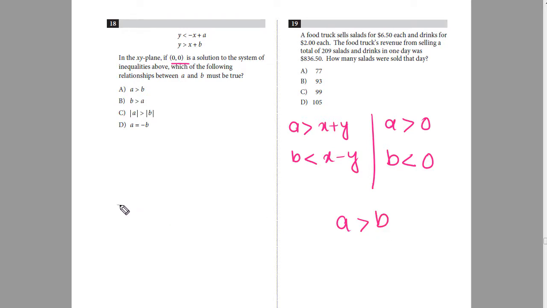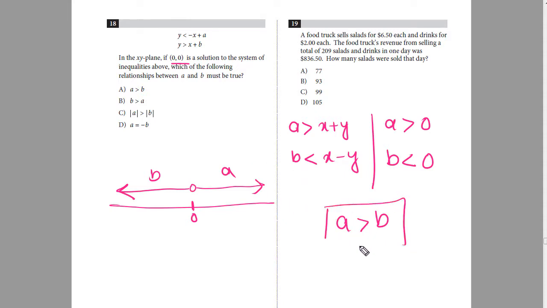Why? Because if I draw a number line over here, the 0 is here. From 0 towards the right, this is a. From 0 towards the left, this would be b. So by looking at this number line, I can say that a is greater than b. So option A is the correct option.